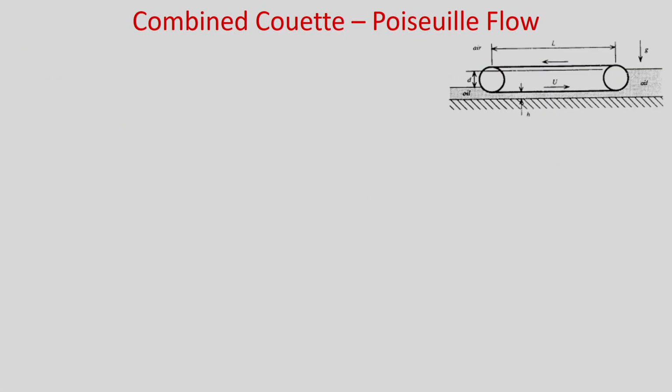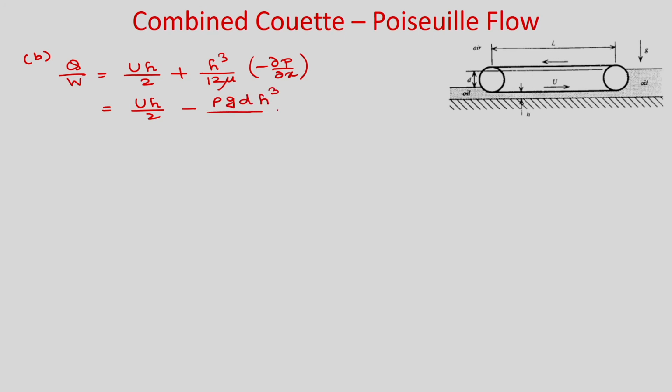Next, we need to calculate the volume flow rate. So, Q by W, which is the volume flow rate per unit width, will be a combination of these two. One is U h by 2, which is due to plane Couette flow, plus h cube by 12 mu times minus del p by del x, which is due to the plane Poiseuille flow. From here you can see U h by 2, and del p by del x you know. So, if you put this, you will get rho g d h cube by 12 mu L.